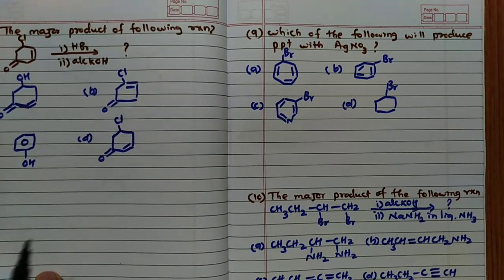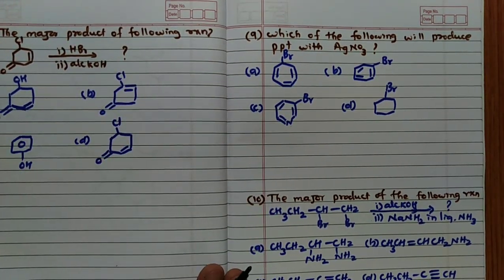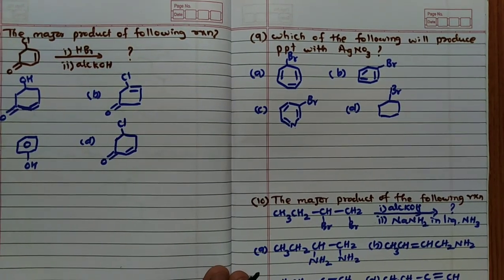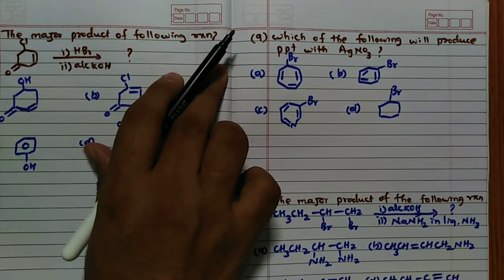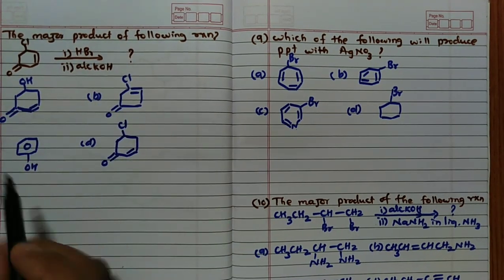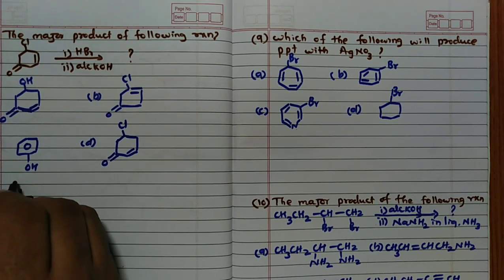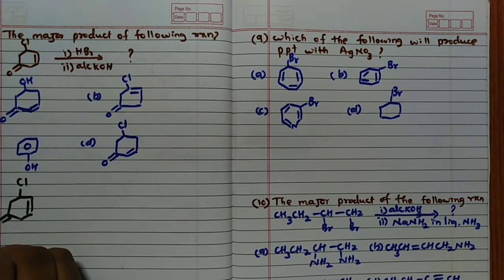Then the 8th question: the major product formed in the following reaction. Here also you can see alcoholic KOH. In most reactions you can see that alcoholic KOH part. Now, the major product of the following reaction, first HBr, then alcoholic KOH. Fine. So this is the reactant they have given. Cl is here, double bond O.